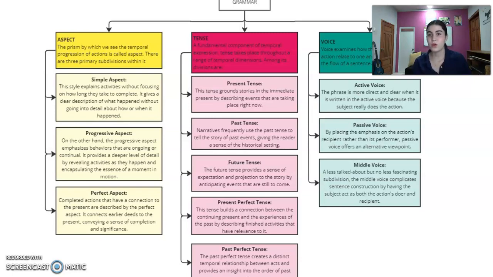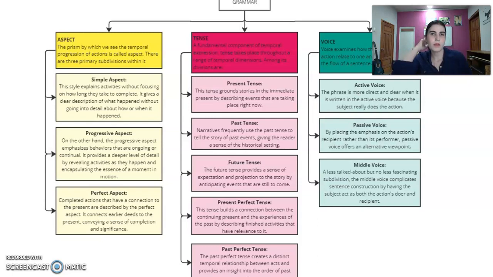That is voice. Now, sometimes when we start to see this topic, we mention voice, but no, it's going to be the relationship between the subject and the action, so as not to confuse some words. And then we have active, passive, and middle voice.